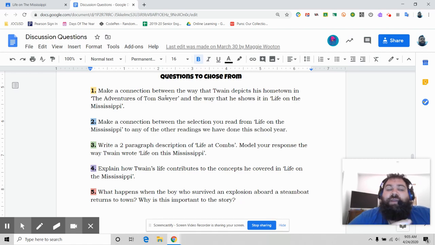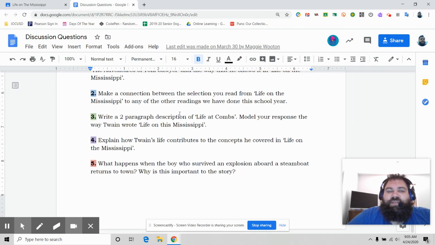Number three, write a 2 paragraph description of life at Combs and model your response the way Twain wrote Life on the Mississippi. Okay, so, anecdote, things like that if you want. That one might be a little bit tough, but could be fun.